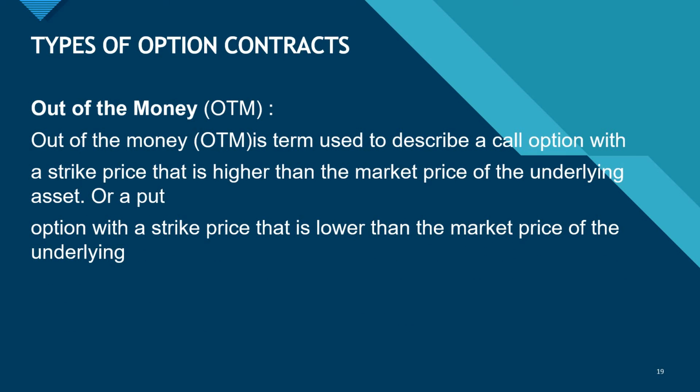Out of the money is opposite to in the money. In a call option, out of the money is when a strike is above the current market price, it's an out of the money call. In a put option, when the strike is below the underlying current market price, then it's called an out of the money put option.